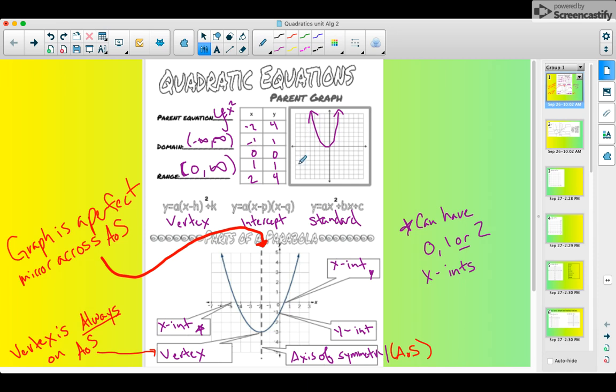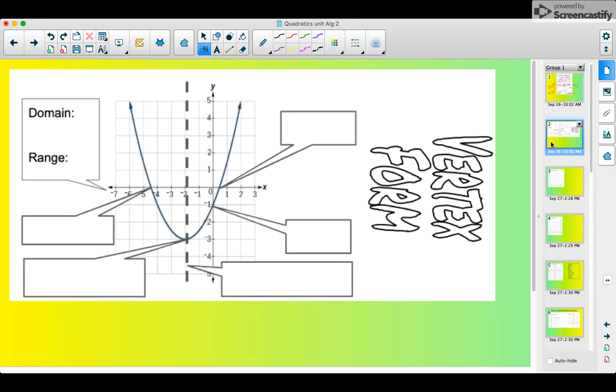Alrighty, so yesterday we started talking about quadratic equations. You got this sheet from me, and we talked about the different pieces of a parabola, so the x-intercepts, the y-intercepts, all that kind of good stuff. Today we're going to be looking at how to deal with graphing, specifically in that vertex form, that first form on our list. So if you flip the sheet over, you should see this.